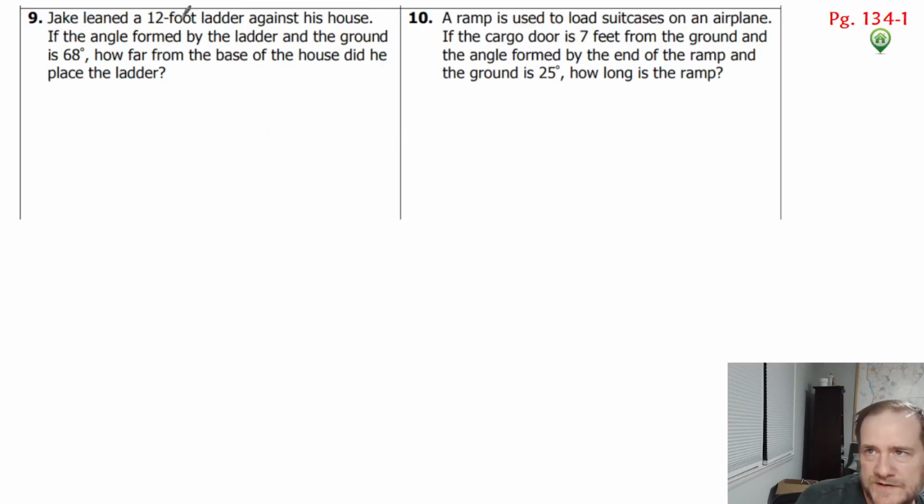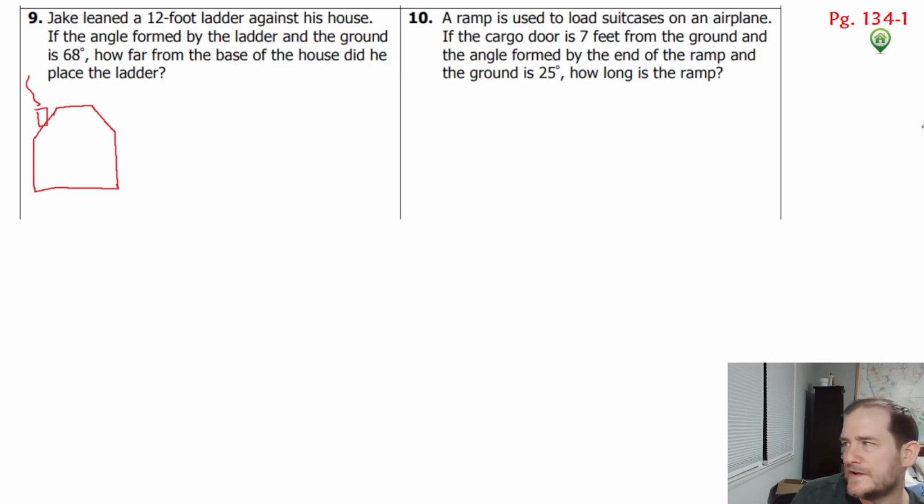It says Jake leaned a 12-foot ladder against his house. So, you know, you don't have to draw a real house, but I'm going to draw a house. Hey look, it's a house. It's even got a chimney, smoke coming out of it. But he leans a ladder against it. So the ladder maybe reaches up this high and comes down the side. It says the angle formed by the ladder and the ground is 68. So if this is the ground, then this angle right here is 68.